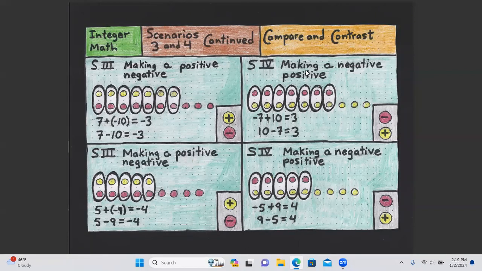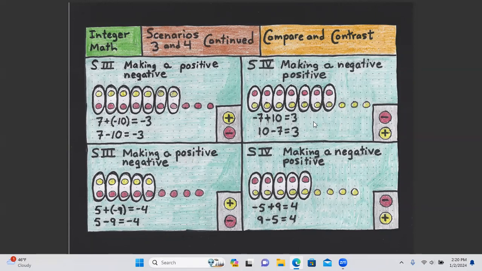Let's take a look at scenario 4, making a negative positive. Let's say right here, you owed $7, all right? But your job gave you a pay raise of $10. Now you use that $10 to pay off your debt, and then you suddenly discover that you have $3 extra.